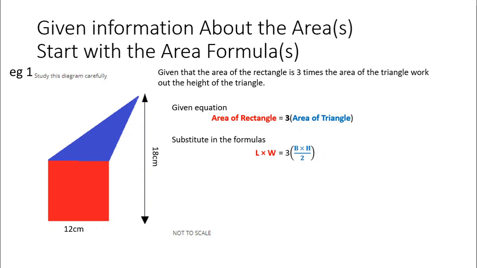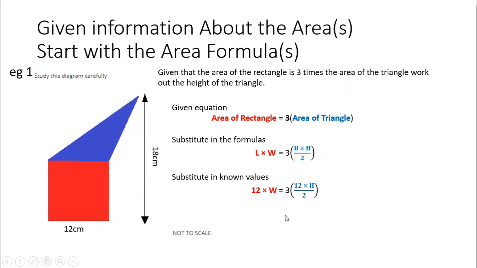Now we do know some values here, so we could substitute some values in, but it won't be quite enough to work out directly what we're looking for, which is the height of the triangle. But let's substitute in what we know. We know the length of the rectangle. It's down here, it is 12 centimeters. We don't know the width of the rectangle. We know the base of the triangle. It's the same as the length of the rectangle. They should both be 12 centimeters. But I don't know the height of the triangle.